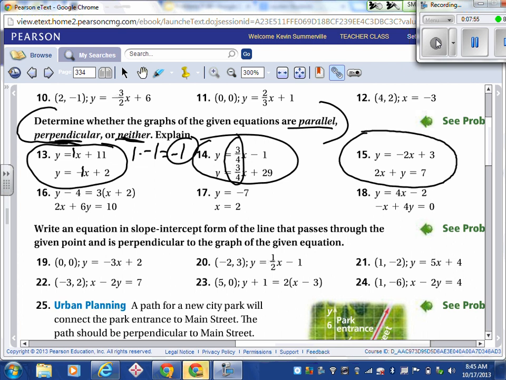Number 15, I can't find out what it is right now because both equations are not in slope-intercept form. I need to change this equation to slope-intercept form. So if I have 2x plus y equals 7, I need to get the y by itself, so I need a minus 2x to both sides. And when I do that, I have y equals negative 2x plus 7. And now I can compare my two equations. The slope here is negative 2. The slope here is negative 2. So both equations are parallel.